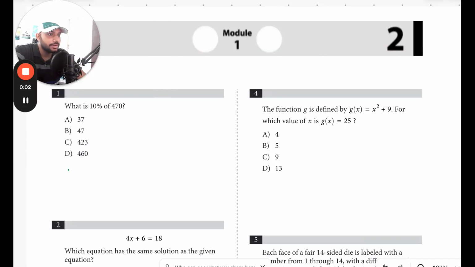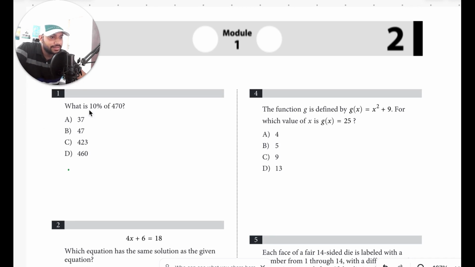The video is going to be recorded in one go, so I'm not going to pause the video and restart when I turn the pages. You'll be able to see everything just to maintain the authenticity of the claim that I'm making here. Let's start with module 1 of the digital SAT math section.